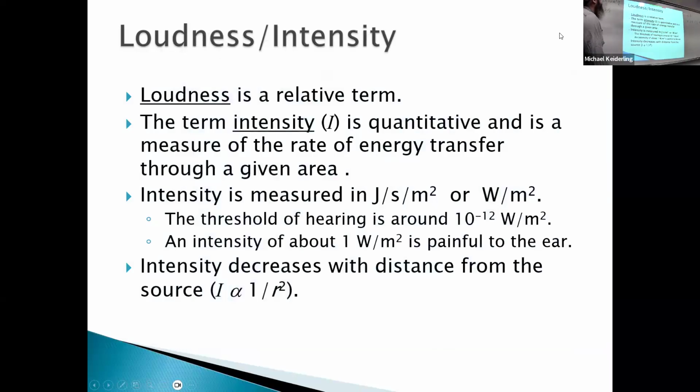So loudness, or intensity, is relative. Loudness is a relative term. You can really only say that this thing is louder than this other thing. If you want a quantitative term, you can use intensity. It's a measure of the rate of energy transfer through a given area, or how much power per unit area is delivered. So we measure intensity in watts per square meter.